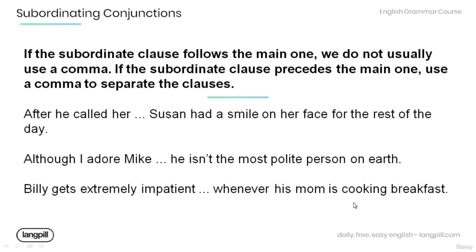Now read the following sentences and fill in the blanks using the appropriate punctuation. After he called her, Susan had a smile on her face for the rest of the day. Comma. Although I adore Mike, he isn't the most polite person on earth. Comma. Billy gets extremely impatient whenever his mom's cooking breakfast. No comma.